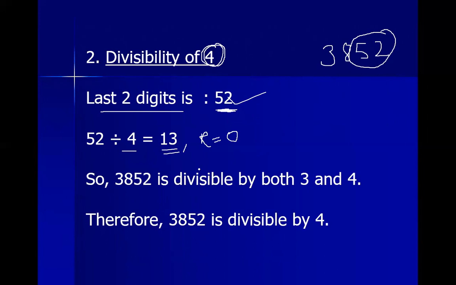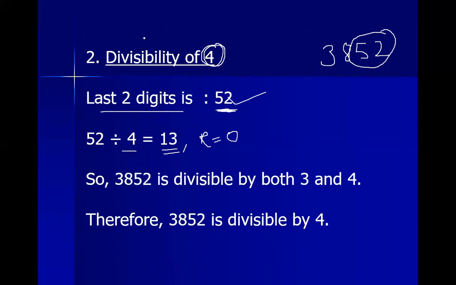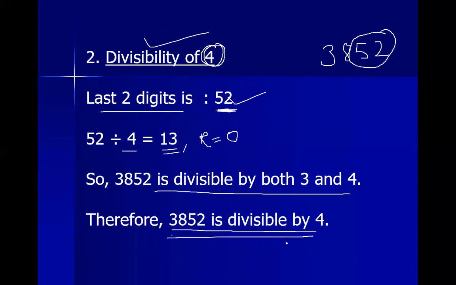So it is exactly divisible by 3 as well as by 4. Then it is divisible by both 3 and 4, so 3852 is exactly divisible by 12. So this was all about the divisibility rules from 10 to 12.